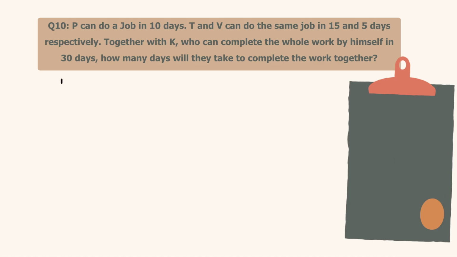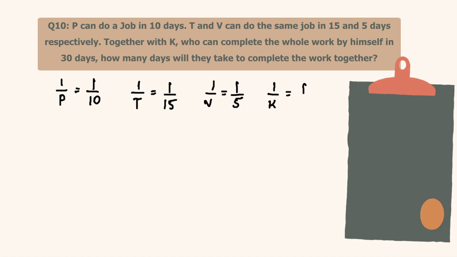I am writing down what is being given. P takes 10 days, meaning in a day P will do 1 by 10 of the work. In a single day T will do 1 by 15 of the work. In a single day V will do 1 by 5 of the work. Here it is mentioned together with K, who can complete the whole work by himself in 30 days. So K will do 1 by 30 of the work in a day. See, all this data is given in the question. I have written it down, that's all.